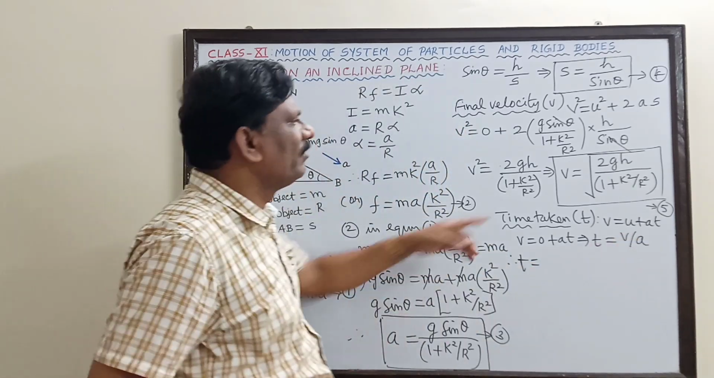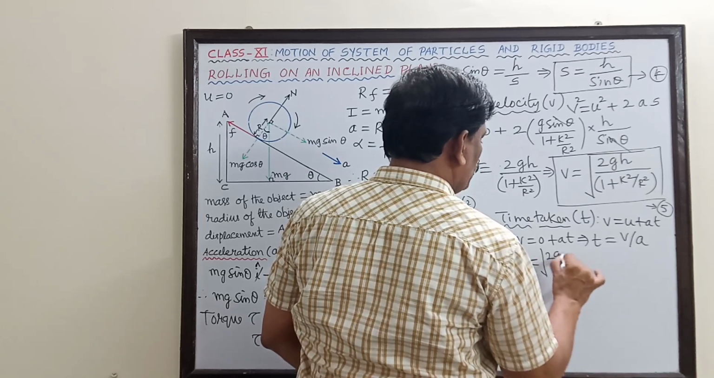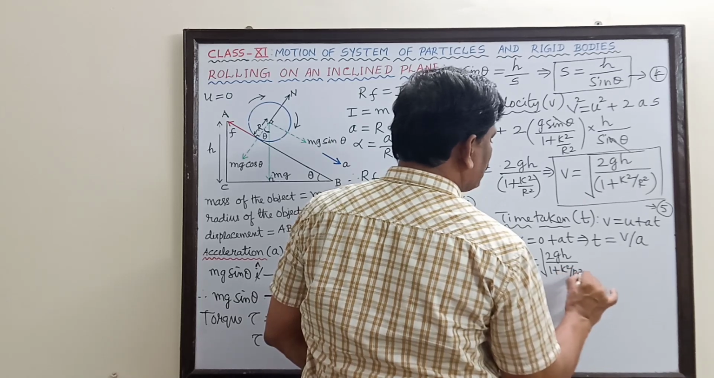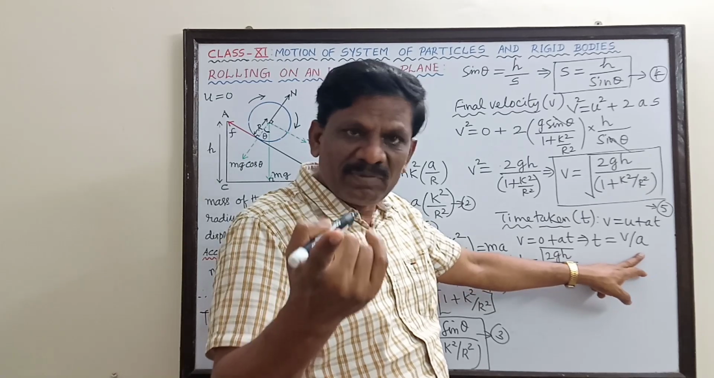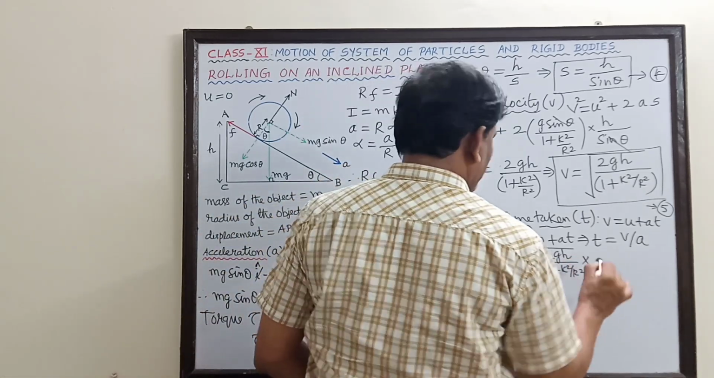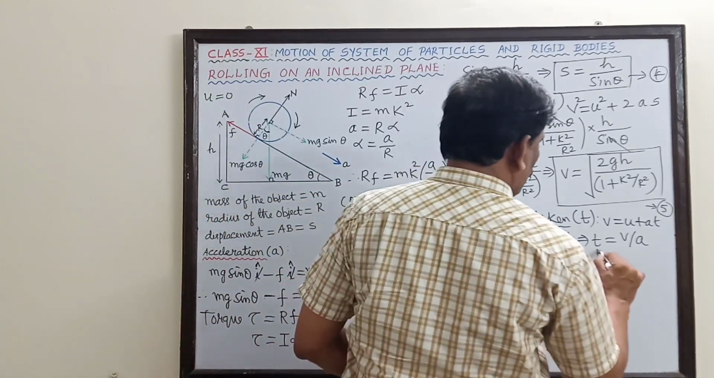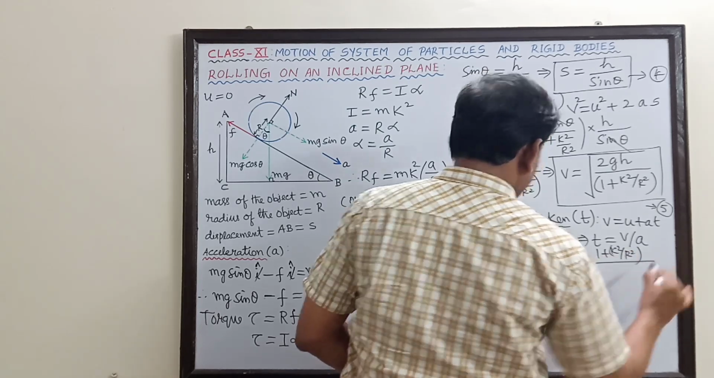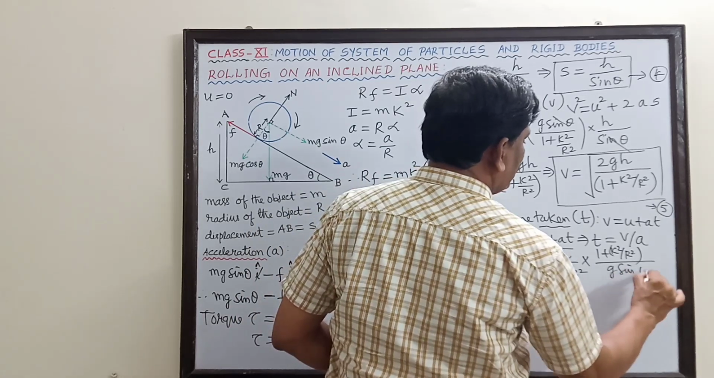Therefore, t is equal to v by a. Instead of v, I will write this first. So this is the square root of 2gh divided by 1 plus k square by r square. I have to divide by a, or otherwise I can multiply by the reciprocal of a. So I will write the reciprocal of a: 1 plus k square by r square, whole divided by g sin theta.